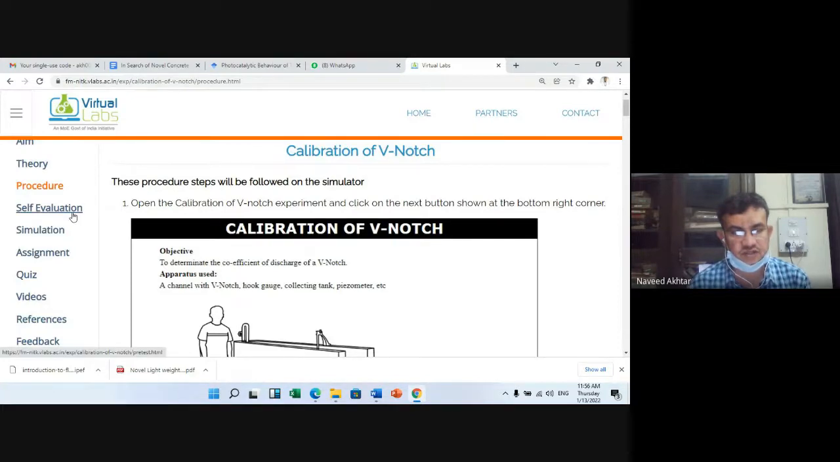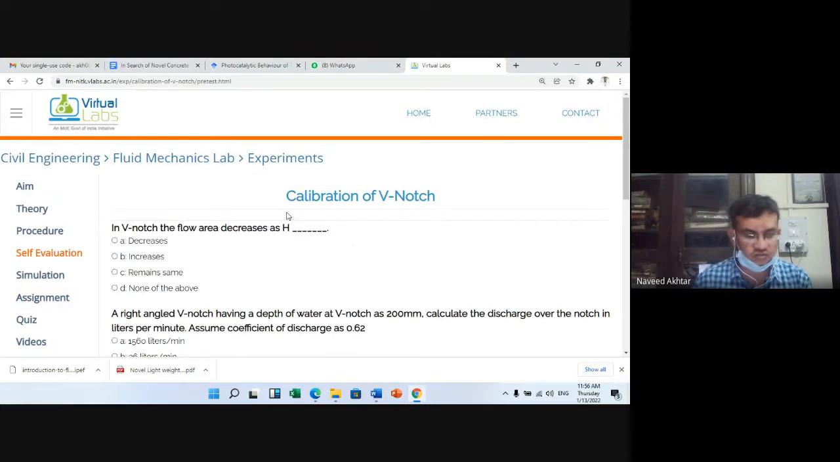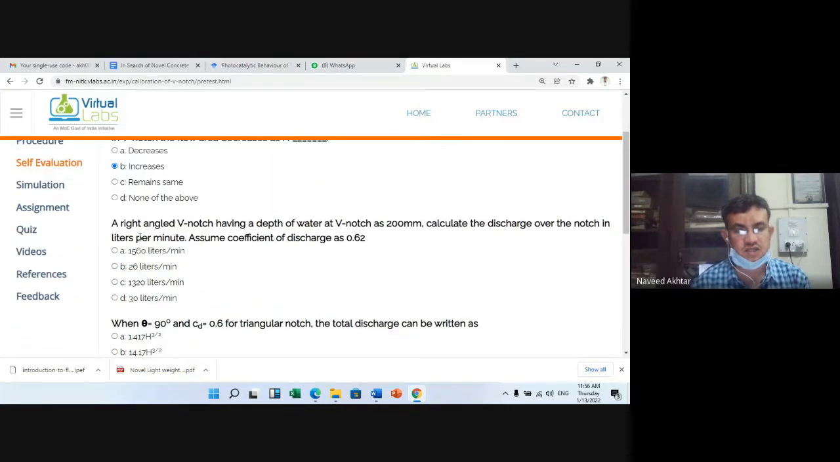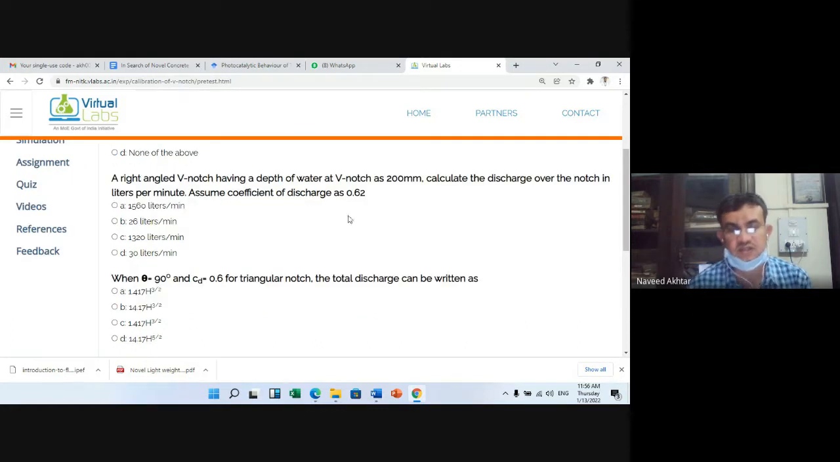There is also a self-evaluation sheet given with question answers. You can go through the questions and solve them. In a V notch, the flow area decreases as H increases. So it is okay. A right-angled V notch having a depth of water. So here this is the example. Cd is given, and depth of water H is given.